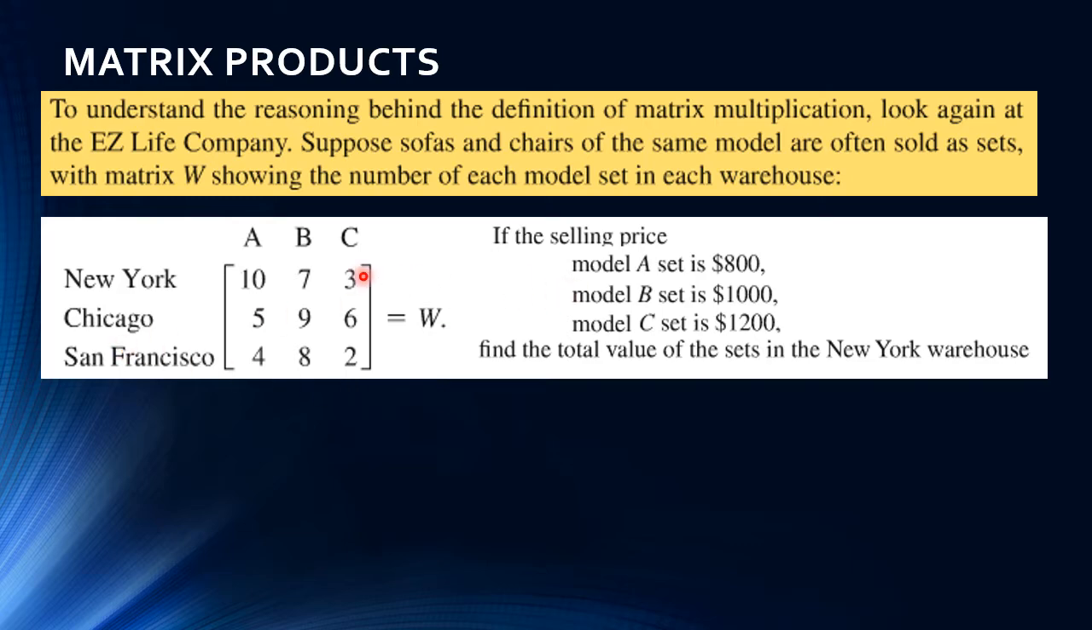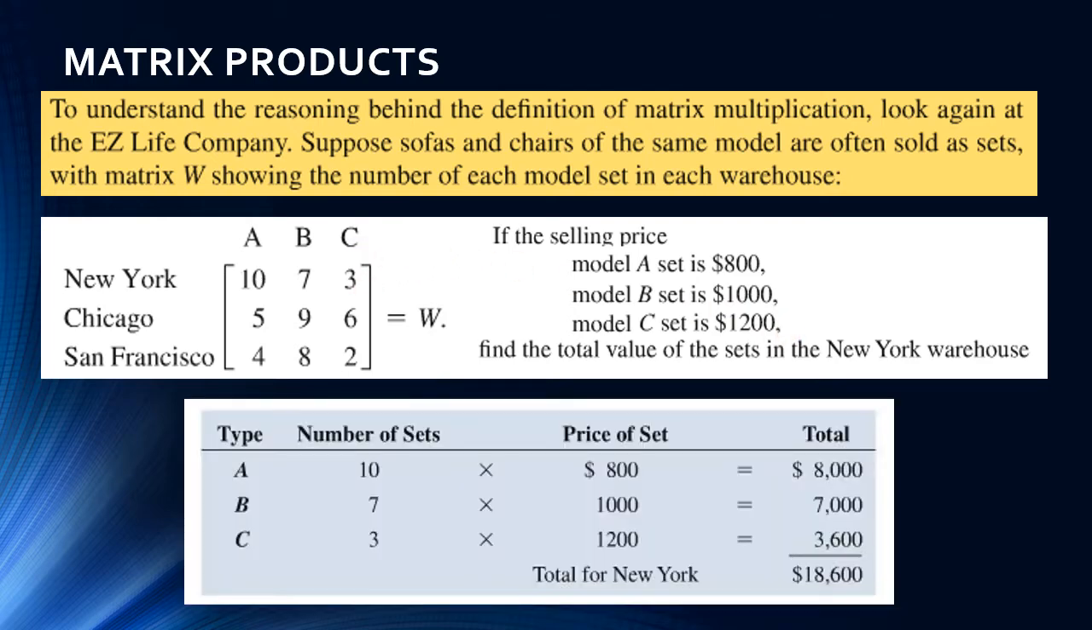Well, this is pretty simple, right? We have 10 sets of Model A, so 10 times 800. We have 7 of the sets of Model B, so 7 times 1,000, because each set is 1,000, plus 3 times 1,200, because we have 3 C sets. Okay, and then we just sum those together. And you can see that here. Pretty simple, pretty logical if we're trying to find the value of all the sets. So in New York, for example, in the warehouse, they have $18,600 worth of Model A, B, and C sets in their warehouse.